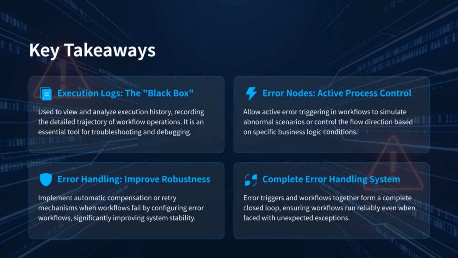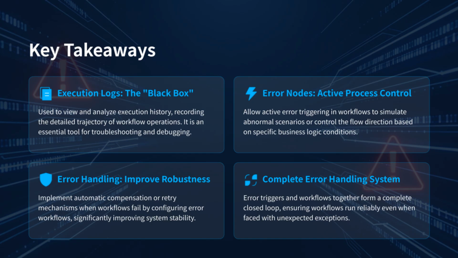Execution logs: consider these the black box. They log every detail of your workflow and serve as your first stop for troubleshooting and optimization. Error workflows: enhance robustness. These are preset workflows that automatically trigger on failure, allowing for recovery actions like notifications, retries, and backups. Error nodes: provide proactive control.